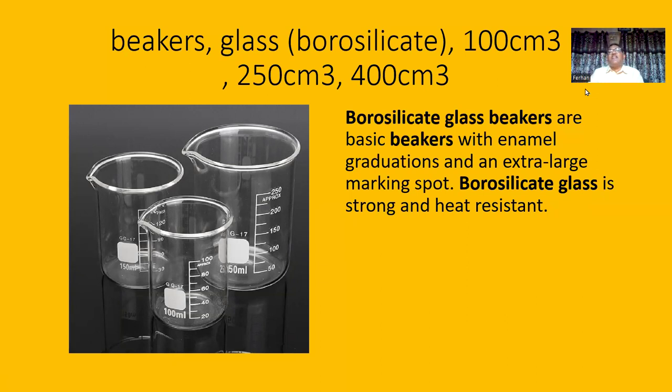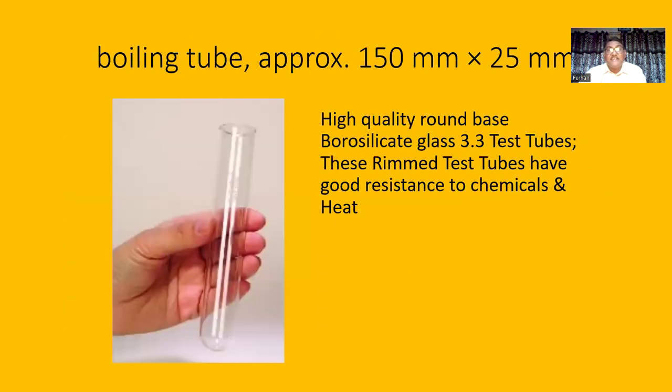So basically, they can tell you how much liquid is in them. They are heat resistant. You can put them on a Bunsen burner, and they are also chemical resistant. So we can put some chemicals in them as well. There will be no problem. So, a borosilicate beaker.